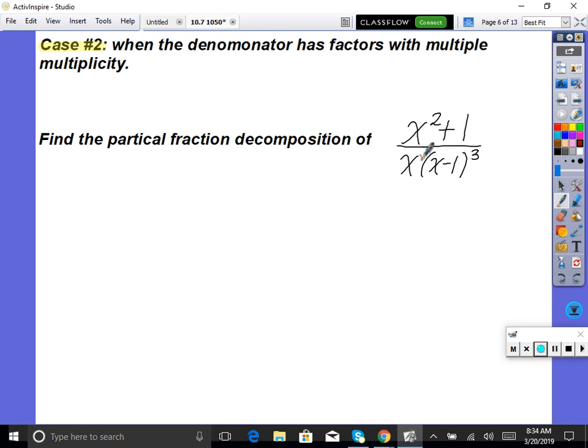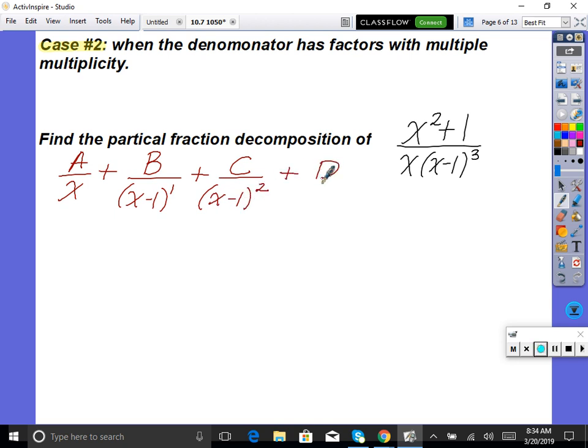This one only has multiplicity of 1, so it's just like it was in the last examples. We have A over x plus, now what we're going to do is start with degree 1 and then count up to the multiplicity. So watch what I mean. We're going to have B over x minus 1 to the 1st, then plus C over, counting up, x minus 1 squared, plus D over, counting up to the multiplicity, x minus 1 cubed.